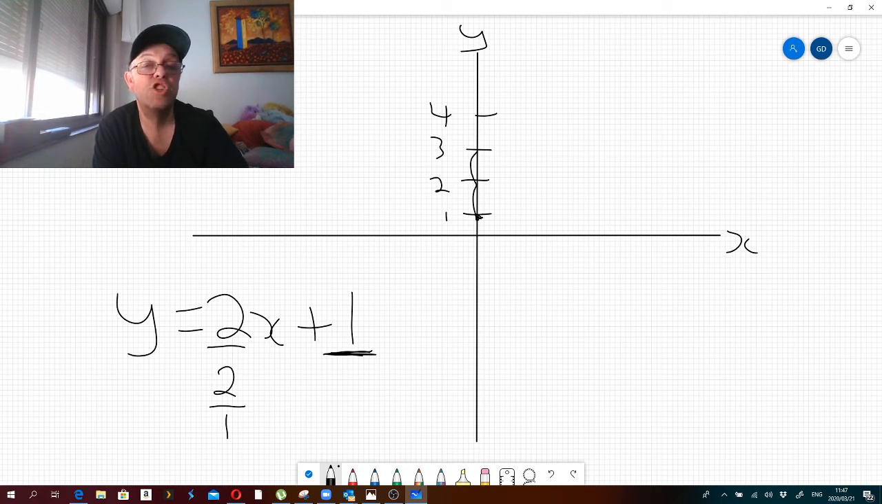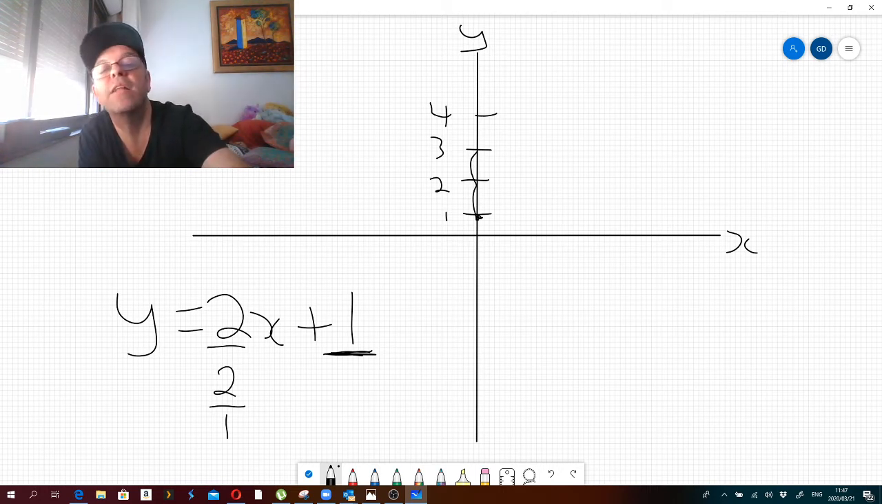But then the 1 suggests we have to move either to the left or the right. Now since it's a positive 1, and you might say, well, how do you know it's positive? Well, there's no negative signs here. We're going to move to the right just 1 unit. So this is where x is equal to 1. Okay, that means it gets to this point over here.